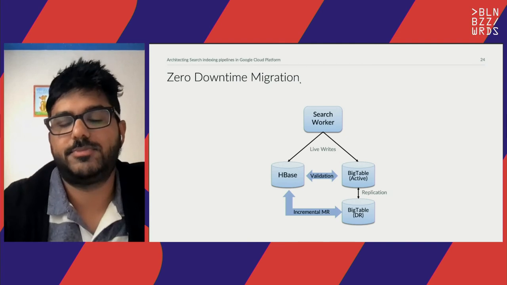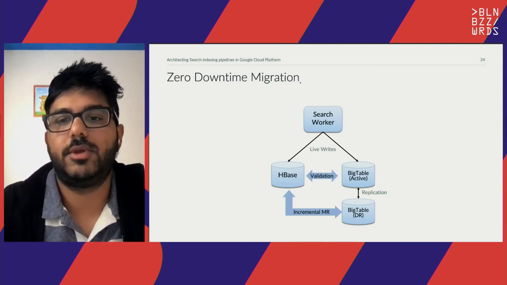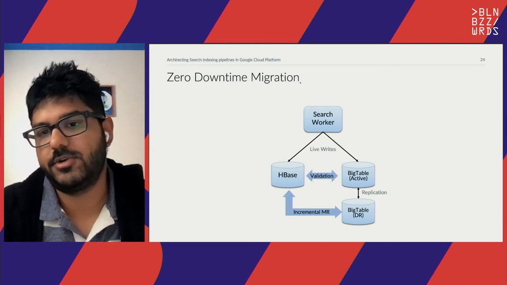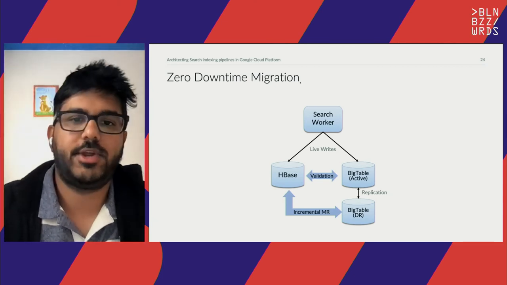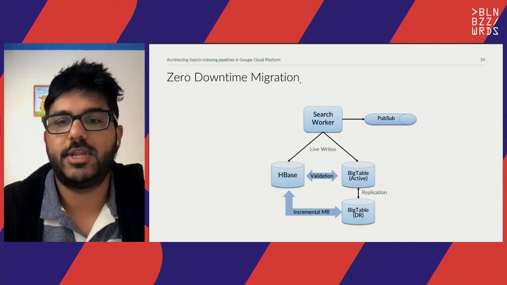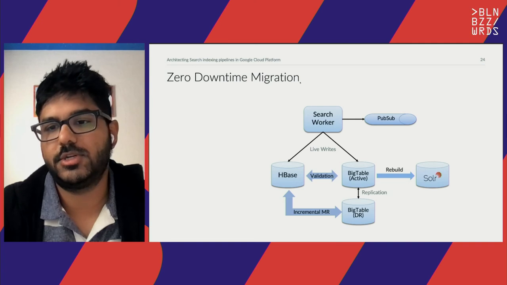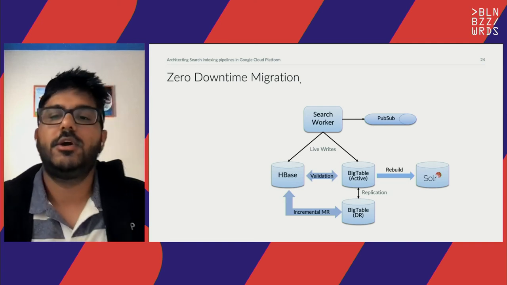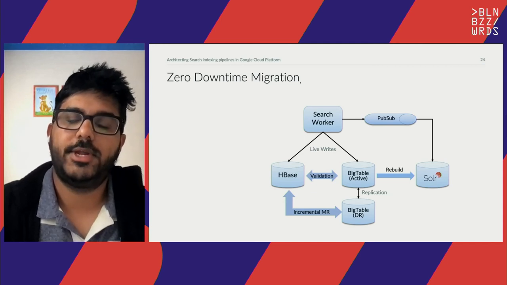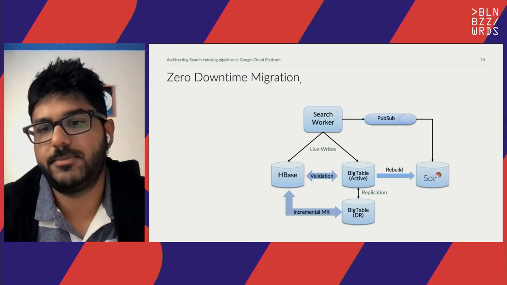Once the Bigtable data was migrated, we had to migrate the Solr clusters to ensure that they were rebuilt against the Bigtable data to reduce or get rid of the drift that I talked about earlier. We also had to migrate to the new pipeline using PubSub. So to do this, we enabled the live writes to PubSub from Search Worker and then rebuilt the Solr clusters against the Bigtable data using the rebuild index job. Once the rebuild completed, we enabled the consumer to consume the writes from PubSub.